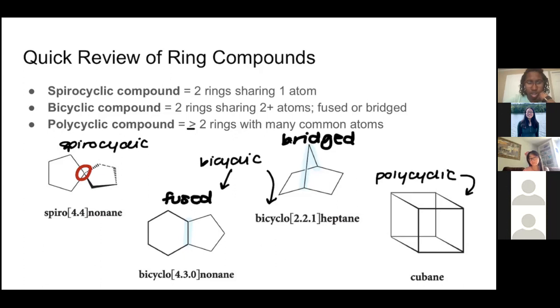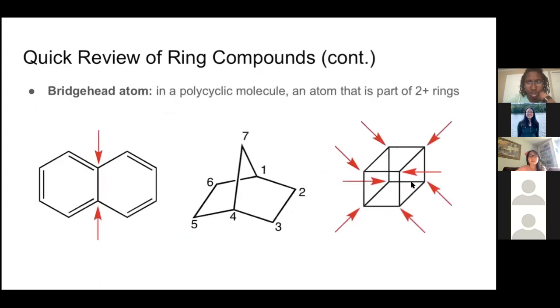All right, now that we covered that, let's do it a little bit more. So I'm going to introduce one last definition here. You're going to see this in 3570, but it's the idea of a bridgehead atom. A bridgehead atom is defined as an atom that is part of two or more rings, either in a polycyclic or sometimes a bicyclic molecule. We also write bicyclic.